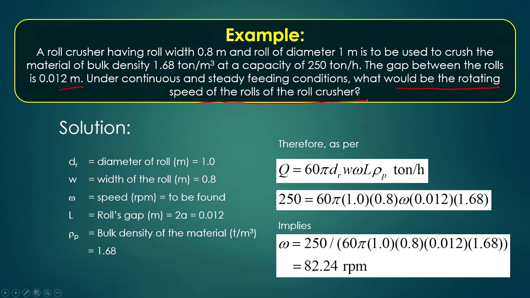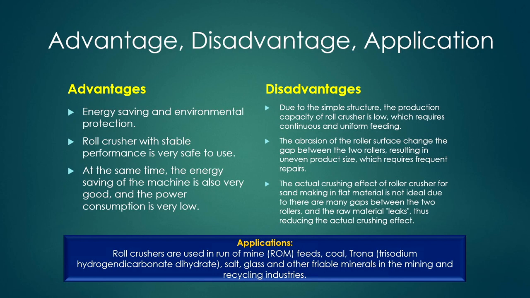This is your problem. In this case everything is given here: the roll diameter, the width, the gap of the rolls, and the density of the material. If you substitute this in this equation, you will get the speed of the rolls, which comes as 82.24 rpm. This roll crusher also has some advantages and disadvantages.